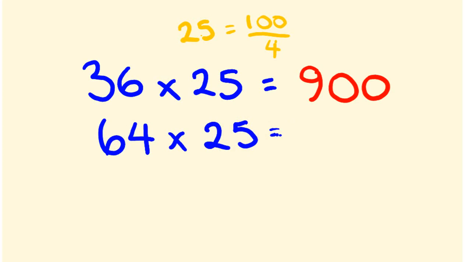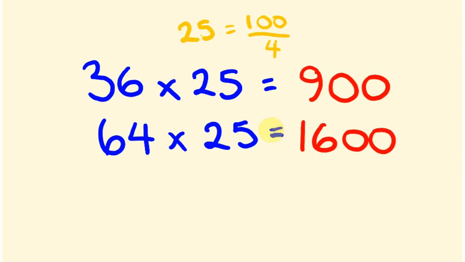Okay, so what do we do first? We divide by 4, so 64 divided by 4. Hopefully you're going to get the answer of 16. And we're just putting these two zeros, because we're multiplying by 100. Pretty easy, right? Hey, what about I just do one more of these, a little bit harder.